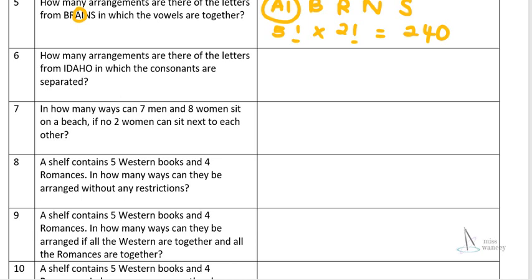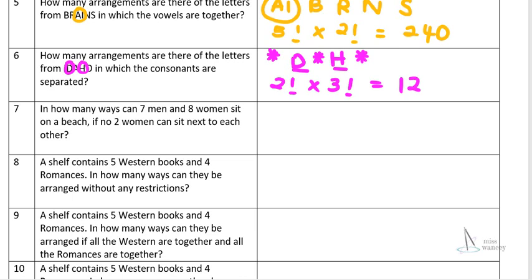Okay, so how many arrangements in which the consonants are separated? So the consonants are D and H. D and H, we will separate them. And then we simply need to write the vowels. So the vowels are I, A, and O: 1, 2, 3. Okay, so firstly, arrange the consonants first, 2 factorial, for the arrangement of the consonants, multiplied by 3 factorial, the arrangement for the vowels, and this simply equals 12.